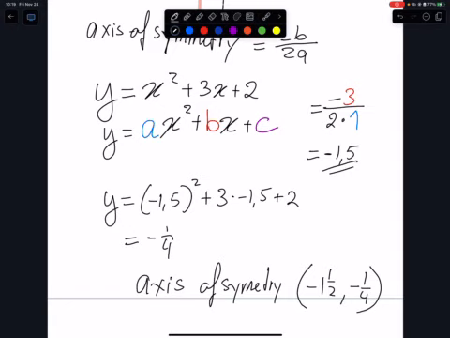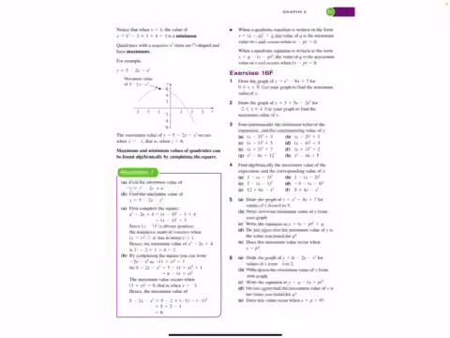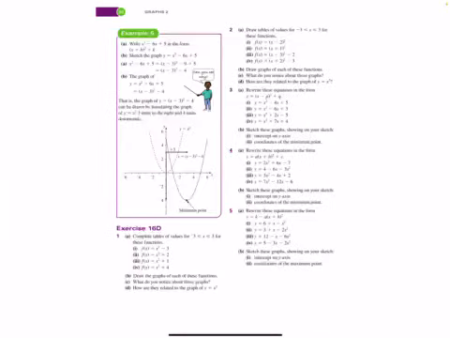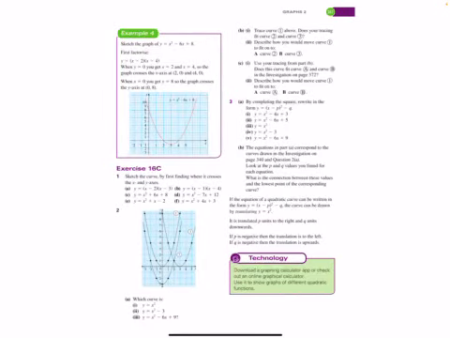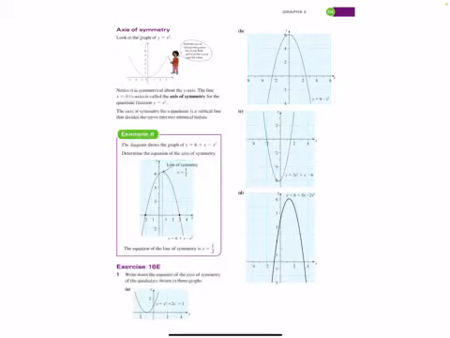Remember, try to understand what you're doing, because when the test comes, let me check an exercise real quick.